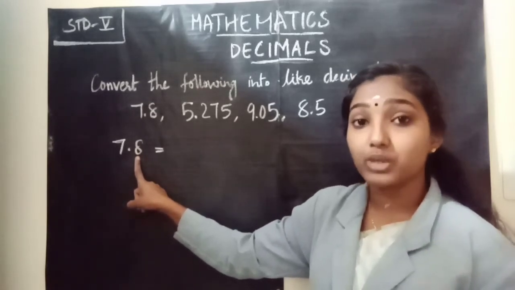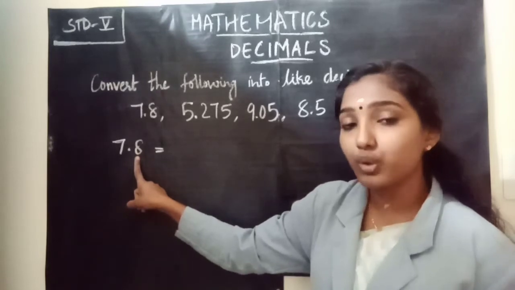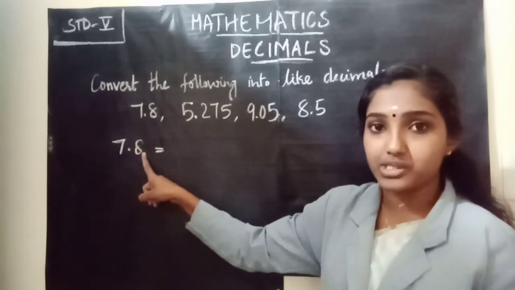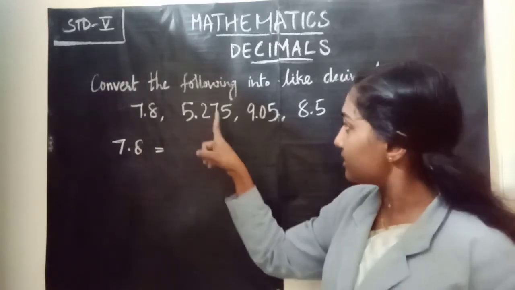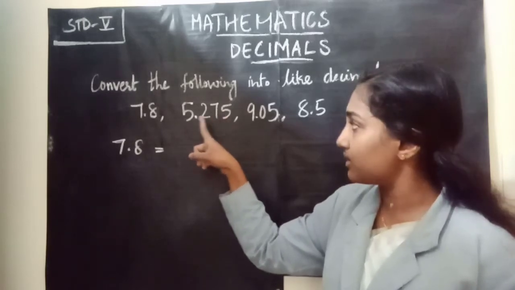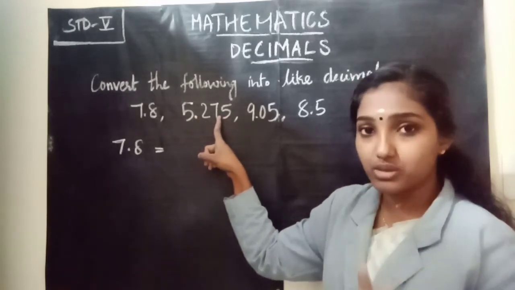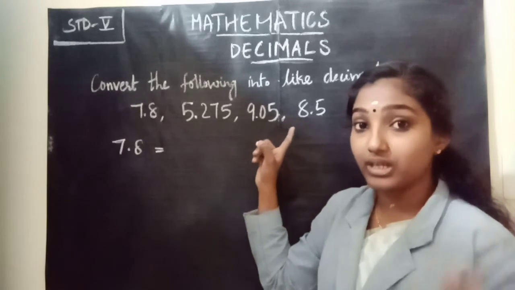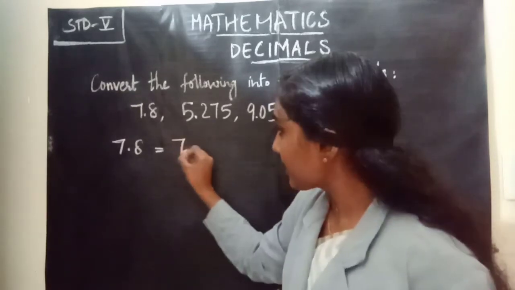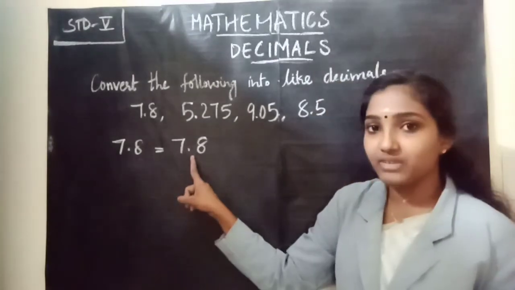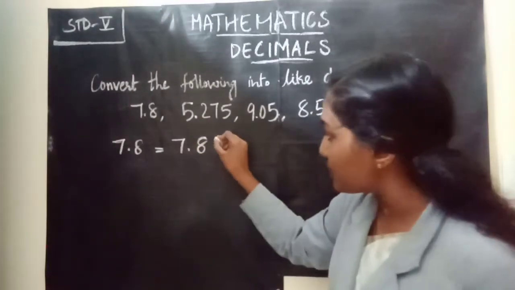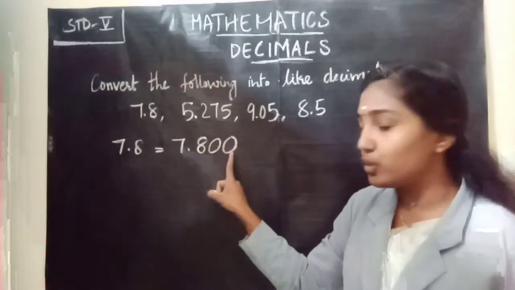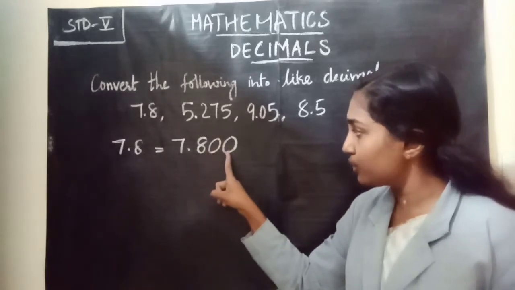So we need 2 more decimal places. For that, what will we do? We will put 2 more zeros at the extreme right end of this. Here we need 2 more decimal places. To make it a like decimal, in 5.275 we have 3 decimal places, so we have to change all these decimal numbers into decimal numbers with 3 decimal places. Okay, so 7.8, to make it 3 decimal places, just put 2 more zeros. Already we have 1 decimal place here, we need 2 more decimal places, so we put 2 more zeros here.